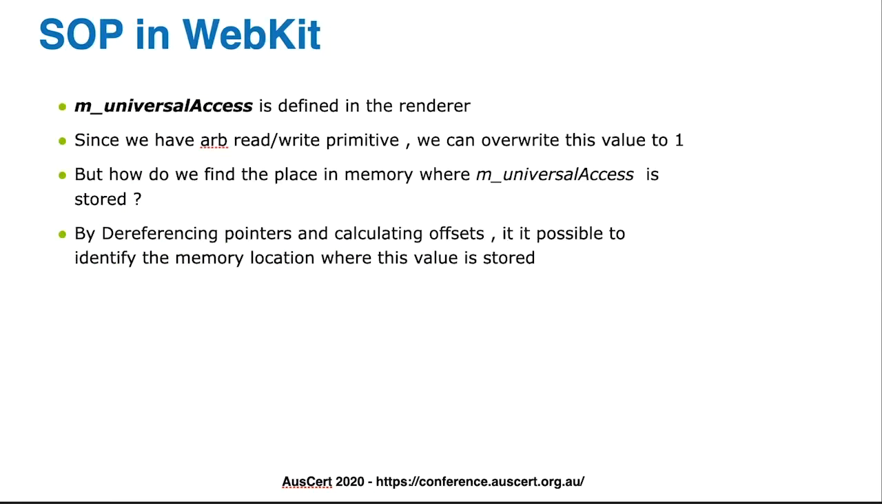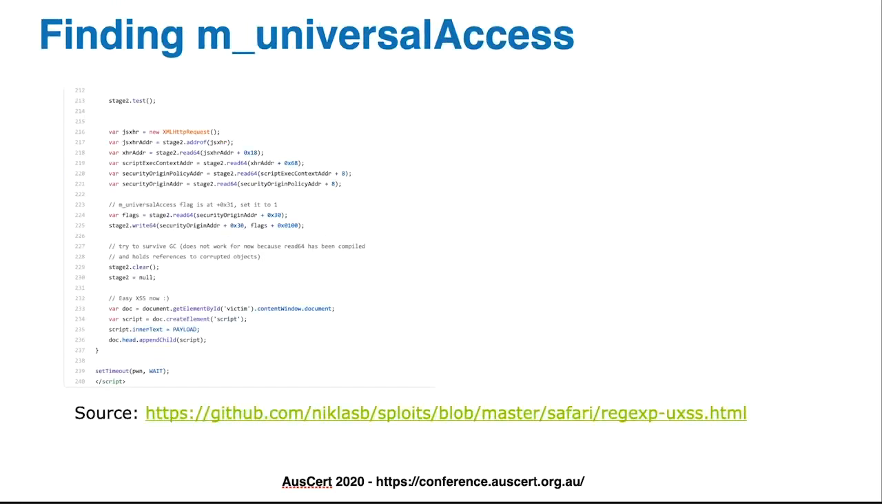Okay, so this property is defined in the renderer, and since we have an arbitrary read write primitive, we can override this value to 1. However, how do we find the place in memory where this value is stored? This can be done by dereferencing certain pointers and calculating certain offsets. Okay, so I would highly recommend you go through this code snippet mentioned in this link to understand how this particular exploit, which is written by Nicholas B, was able to use the arbitrary read write primitive in order to change the value of the universal access property.